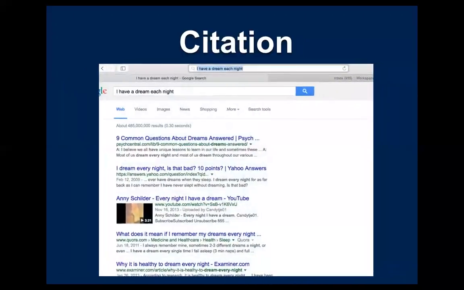If I were to change that search to "I have a dream each night," you can see that Google doesn't give me the Martin Luther King speech, but gives me a bunch of other sites that have to do with dream interpretation. You can see that it's not relying only on "I have a dream" embedded in the title. If it were, I would get results for Martin Luther King. Instead, what Google is doing is it's looking at the sites that these websites shown in the search results are referring to, and all the other websites that are referring back to this content as a way of understanding what the content is all about.